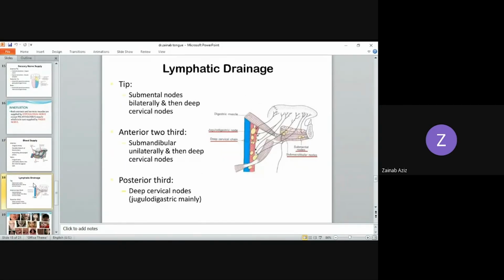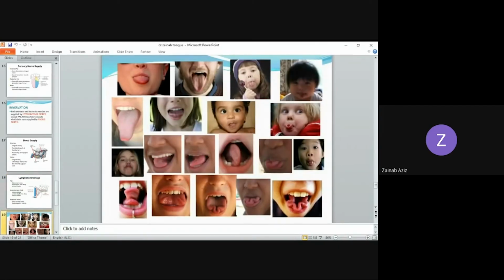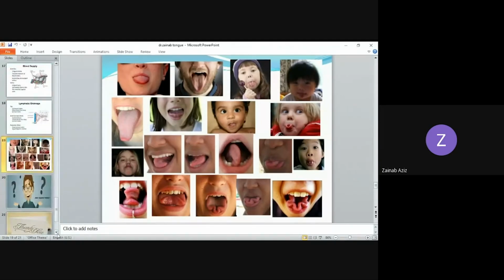So about the lymphatic drainage: the tip drains to the submental nodes bilaterally, and then the deep cervical nodes. The anterior two-thirds drains into the submandibular nodes unilaterally and then the deep cervical nodes. The posterior one-third drains to the deep cervical nodes. And this is the shape of the tongue, the many shapes that we can make with our tongues.